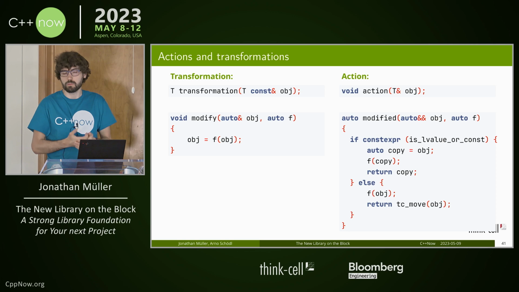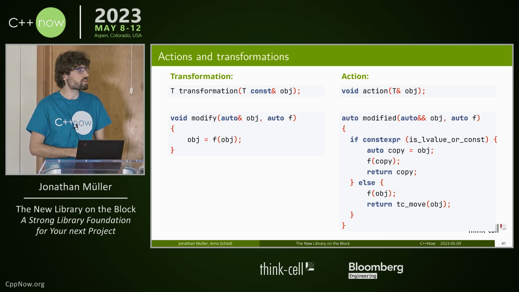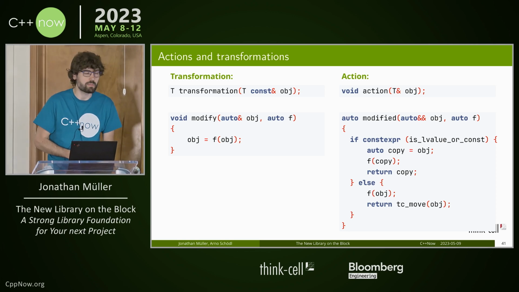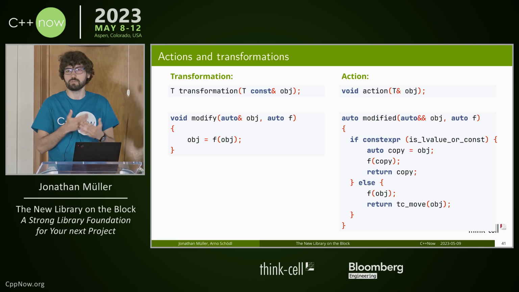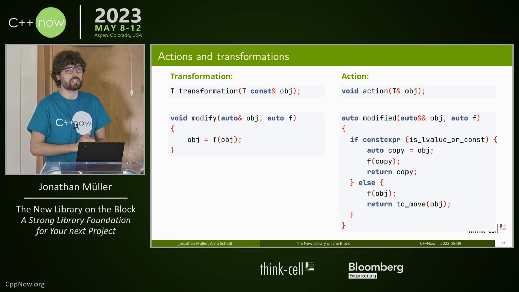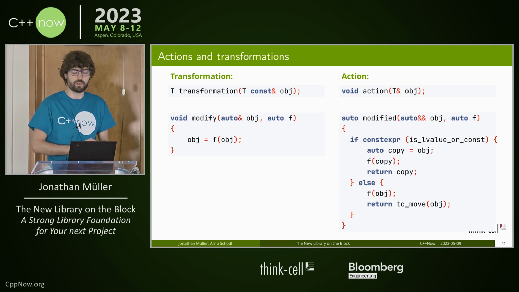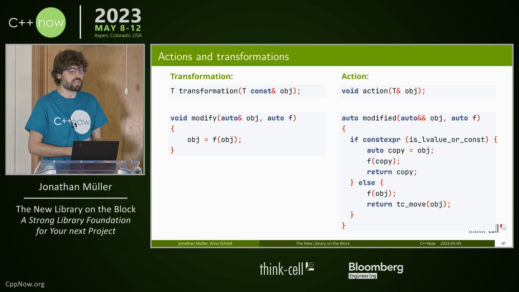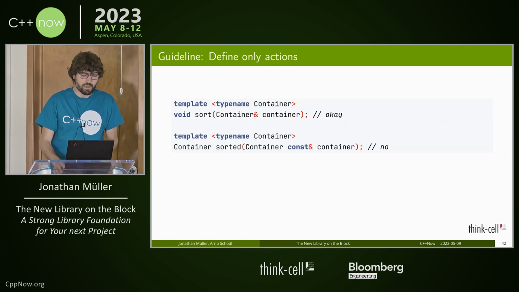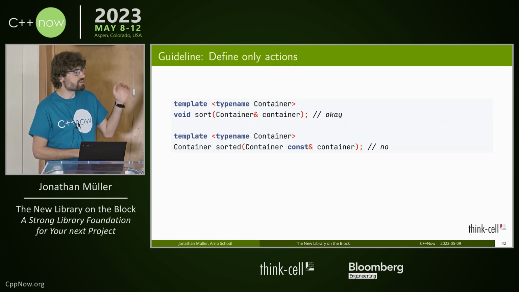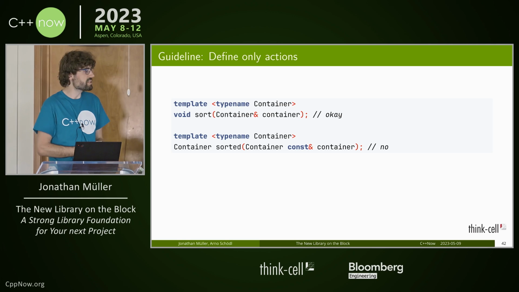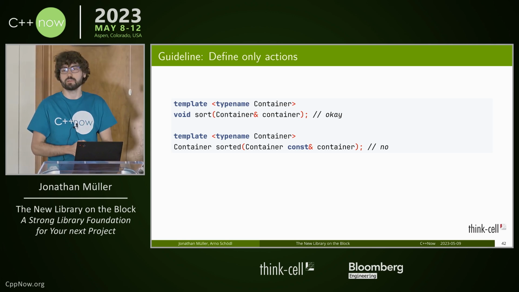But if you only want to write one because you don't want to duplicate your work, the action is more efficient. For example, sorting a container in place allows you to reuse the memory, whereas if you had a transformation that would return a new vector, you'd have to allocate new memory and copy things over. So actions in general are more efficient. So at ThinkCell, we only define actions, right? We have a sort algorithm that sorts in place. We don't have a sorted transformation that returns a sorted container.